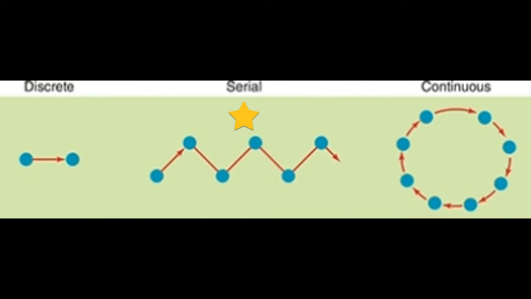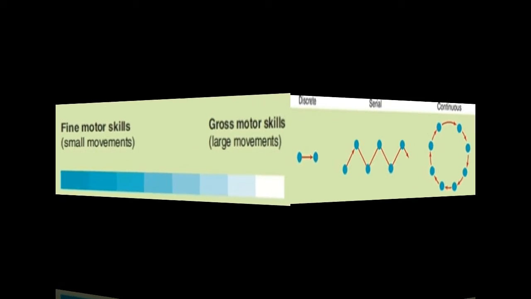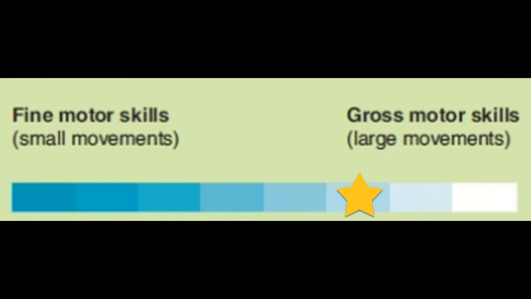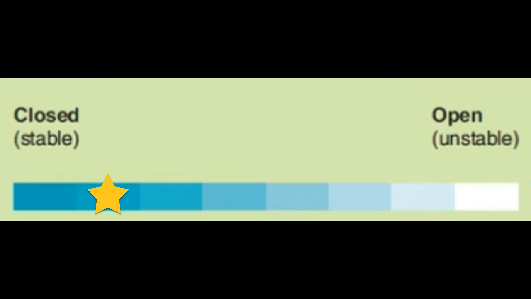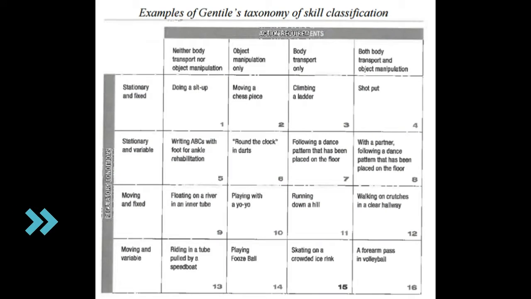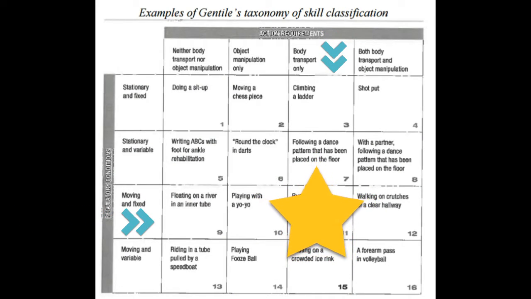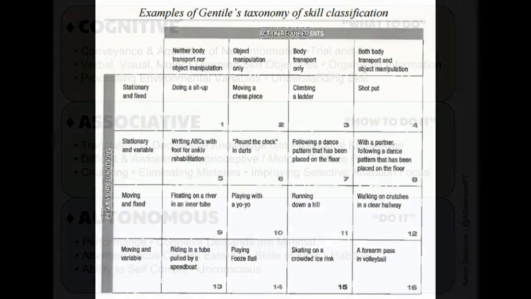One-dimensional classification has the skill as serial, as tap dancing is a sequence of discrete skills, gross, as it involves control over large muscle groups, and closed, as tap dancing is not affected by non-regulatory conditions. Gentile's two-dimensional taxonomy has the skill as 11. This is due to its classification being moving and fixed, combined with body transportation only and no object manipulation.